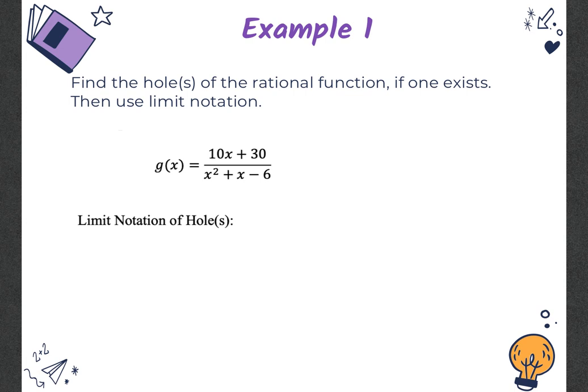All right, example 1 says find the holes of the rational function if one exists, and then use limit notation to state that hole. So first thing you're going to do, and now you have to do it with every single rational function, you have to assume that any of these rational functions could have holes.